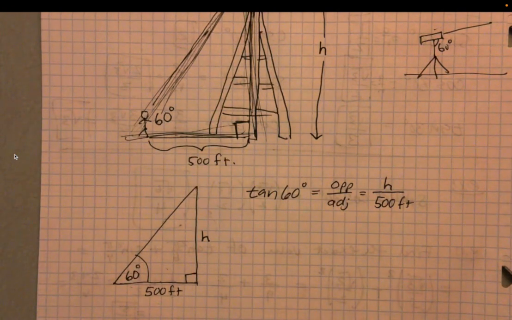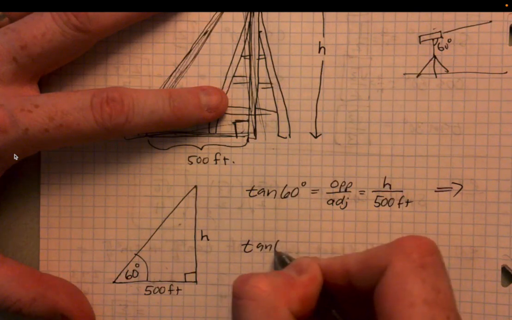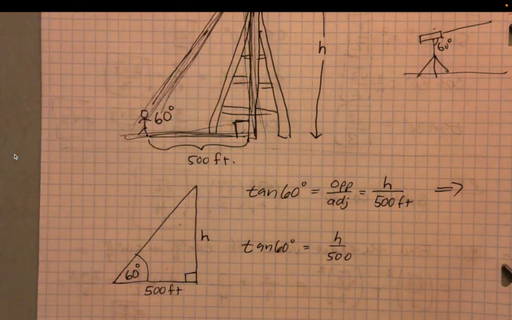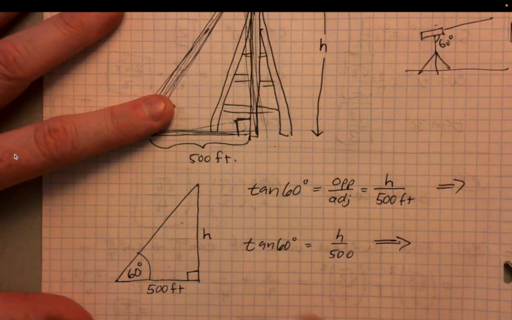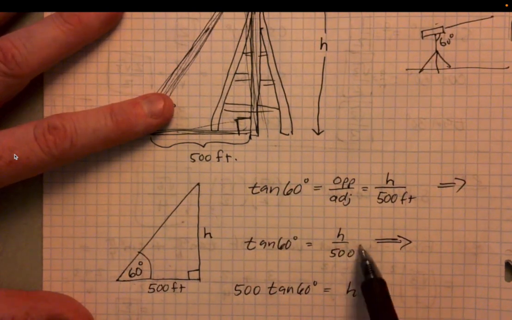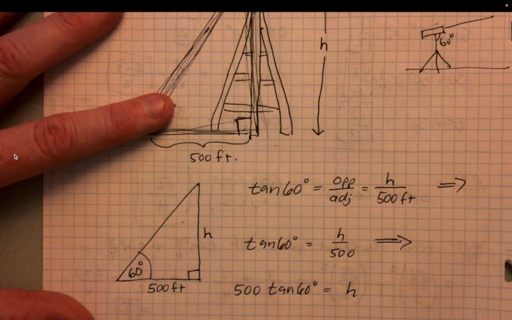So what I have here is an equation: tangent of 60 degrees is equal to h over 500. Now I need to know what h is. How can I figure out what h is? Well, I can just do some algebra here. I can multiply both sides by 500. So I get 500 times the tangent of 60 degrees is equal to h. If I multiply this side by 500, they cancel. If I multiply this side by 500, I get 500 tan 60.